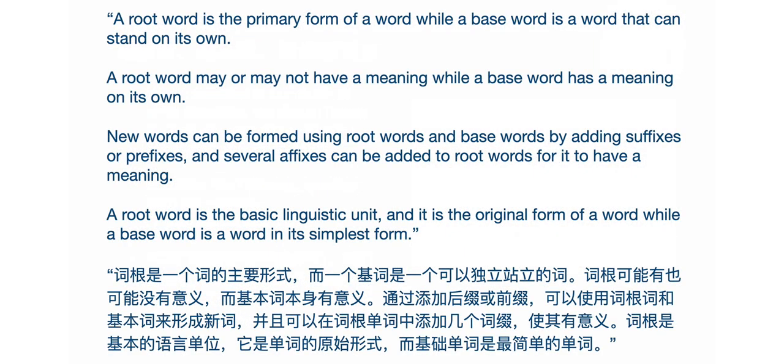A root word is a primary form of a word, while a base word is a word that can stand on its own. A root word may or may not have a meaning, while a base word has a meaning on its own. New words can be formed using root words and base words by adding suffixes or prefixes, and several affixes can be added to root words for it to have a meaning. A root word is a basic linguistic unit, and it is the original form of a word, while a base word is a word in its simplest form.